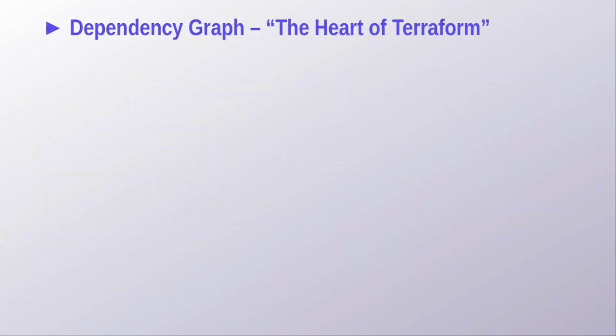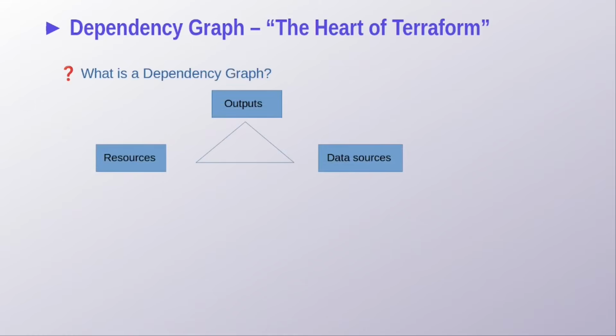Dependency graph. This is the most important part of this lesson. What is the dependency graph? It is a graph that shows relationships between resources, data sources, and outputs. Terraform uses this graph to decide what comes first, what comes later, and what can run in parallel.